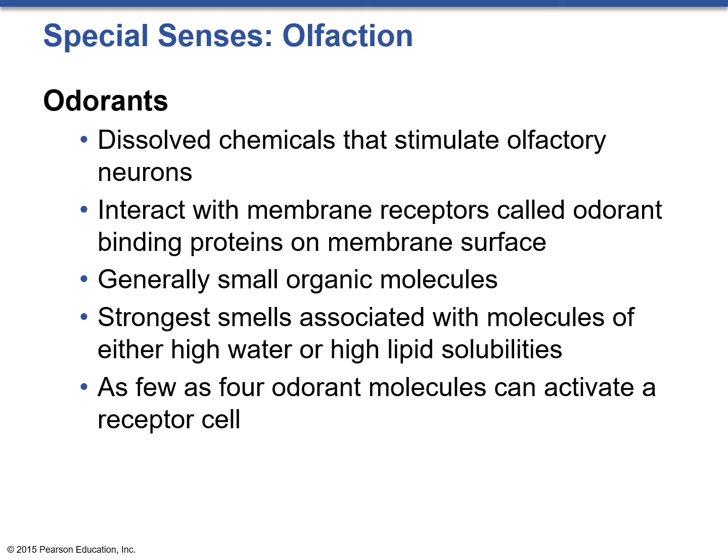Odorants are dissolved chemicals that stimulate the olfactory neurons. They interact with membrane receptors called odorant binding proteins on the membrane surface. Generally, these are small organic molecules. The strongest smells are typically associated with molecules of either high water or high lipid solubility. As few as 4 odorant molecules can activate a receptor cell. So smell by itself is a very sensitive sense. We can detect things of a very low frequency.